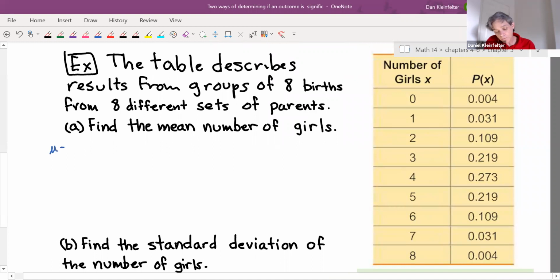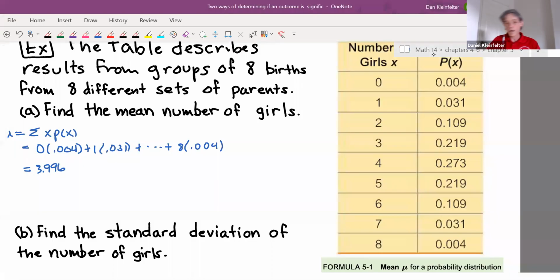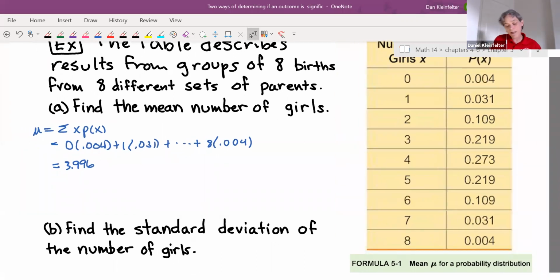So the mean is going to be the sum of xp of x. And so for this, that is 0 times 0.004 plus 1 times 0.031, and then all the way down to the end, we'll have 8 times 0.004. Okay, so let me go ahead and calculate that. All right, so going through the calculations, we get 3.996, or when you round it, you're going to get 4 girls. So that shouldn't be too surprising, right? Out of 8 kids to get 4 babies, that makes 4 girl babies, that makes sense. So basically we'll say that's going to round to 4.